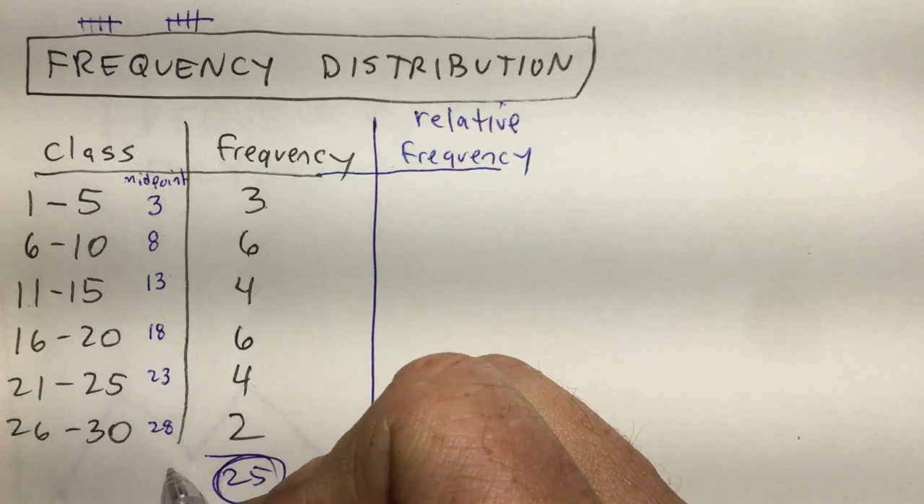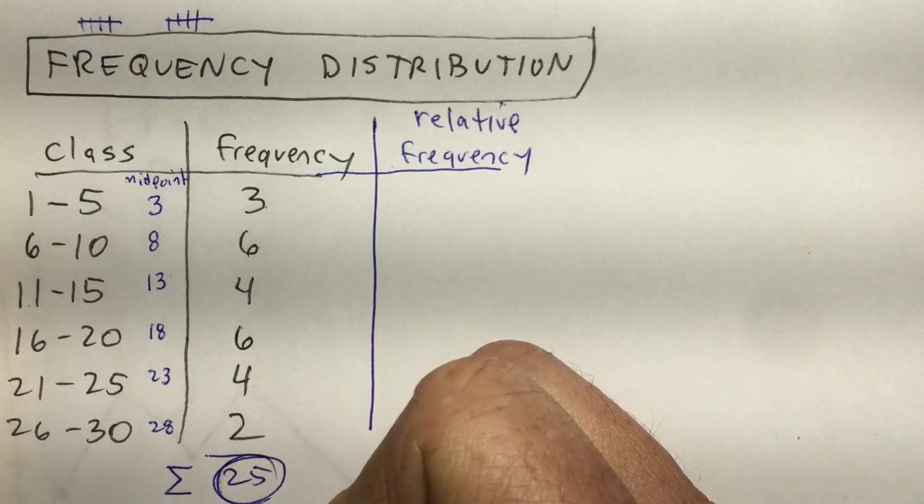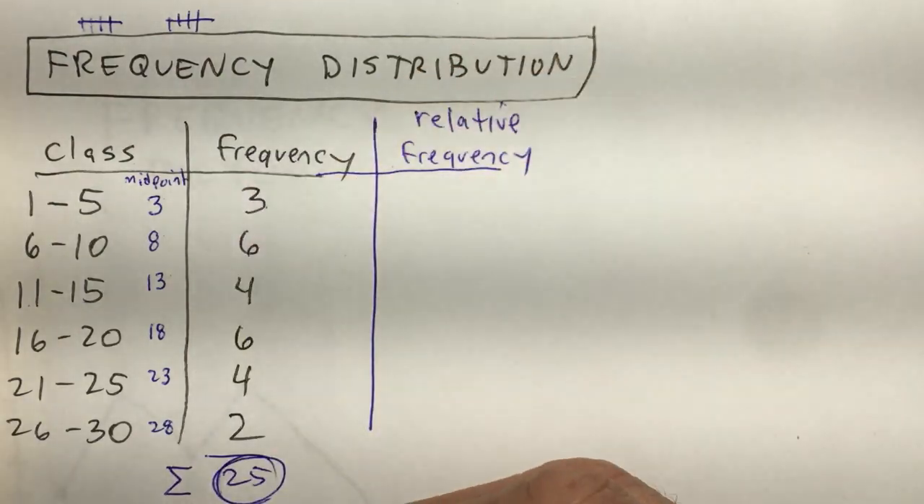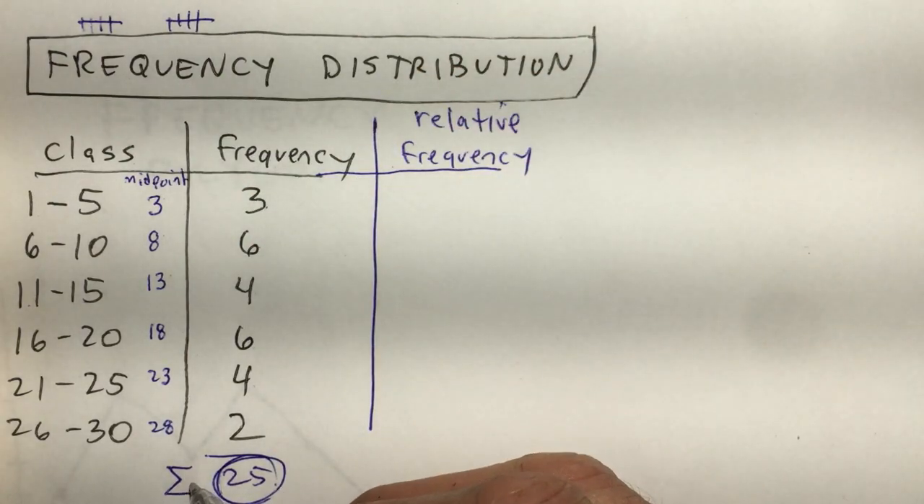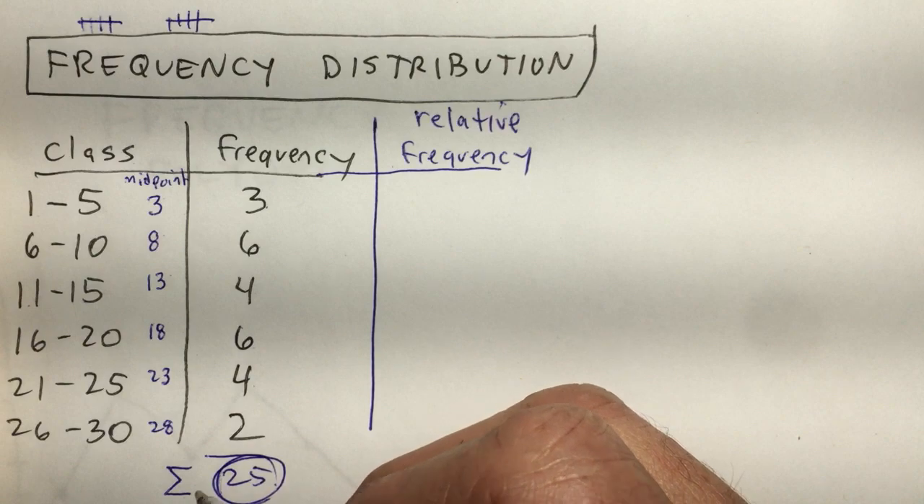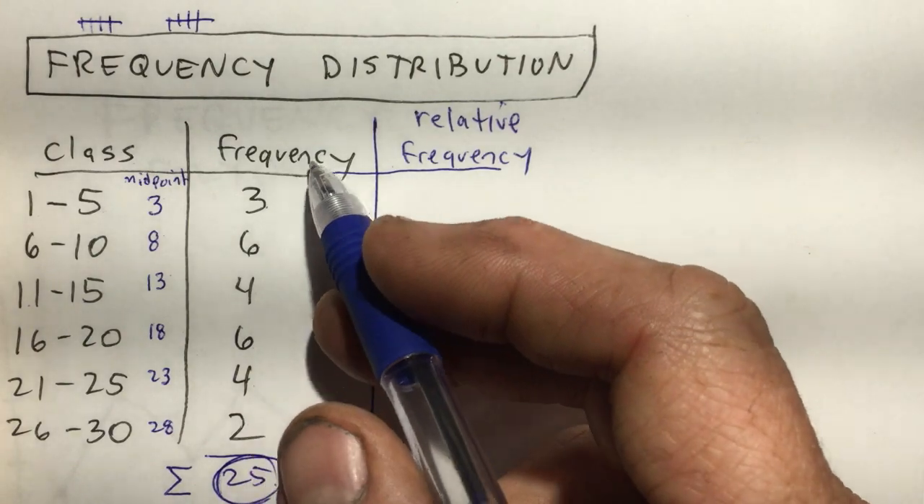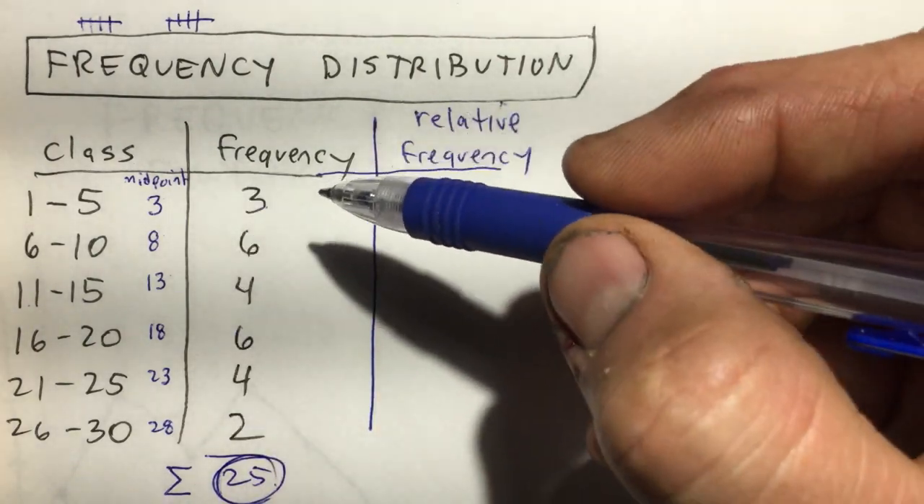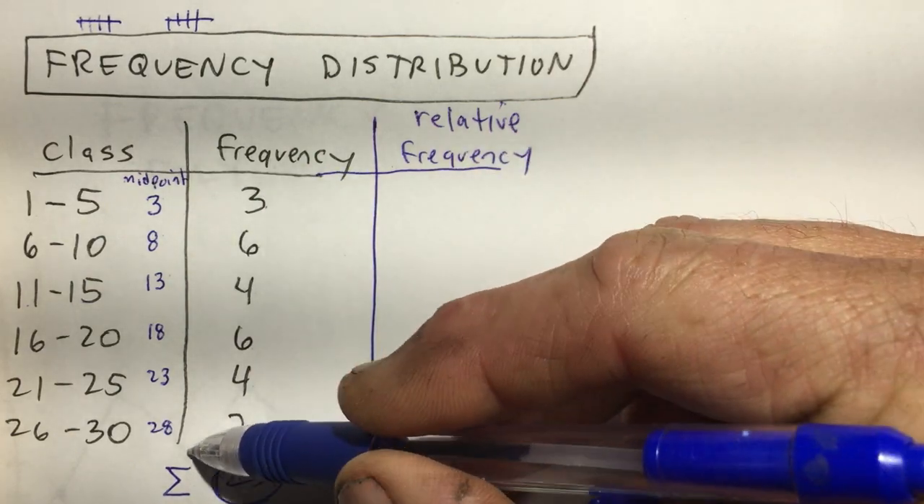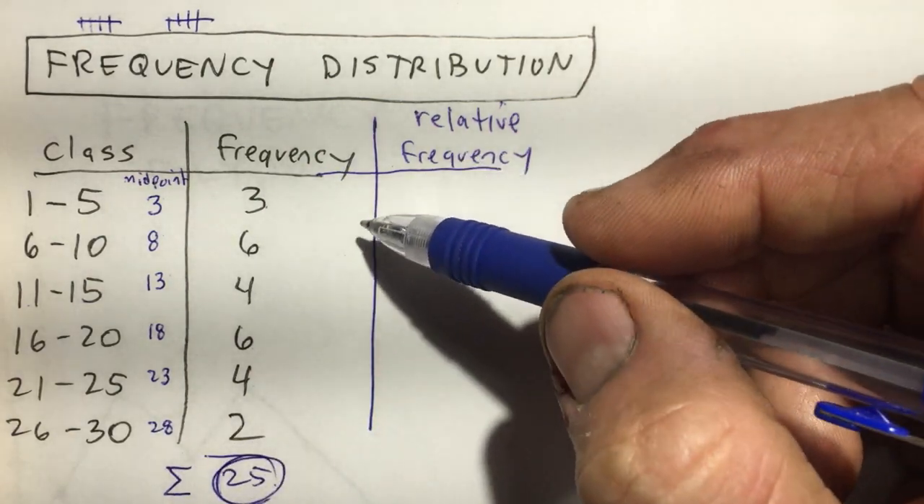Which is the sum. Usually we use this little Greek letter called a sigma. The sum of the frequencies is 25. So this is a Greek letter called sigma, and that signifies sum. You add all these up, you get 25. That's my sum of all those.